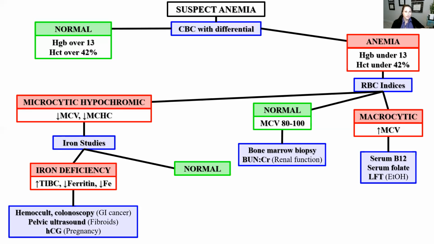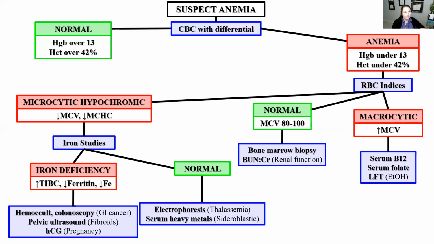If the iron studies are normal, then we have to think about other things that could be causing this. So we could order a hemoglobin electrophoresis looking for things like thalassemias, or serum heavy metals, which would be for sideroblastic anemia. That's most commonly caused by lead poisoning. So this is the workup and the algorithm of how to go from a CBC to figure out exactly what anemia is being caused here.